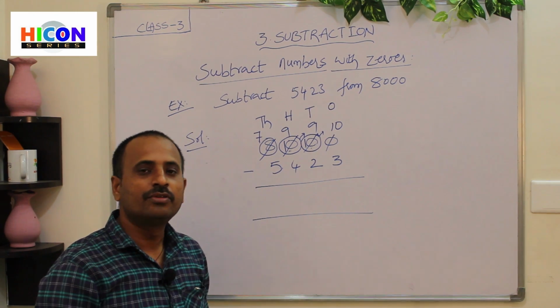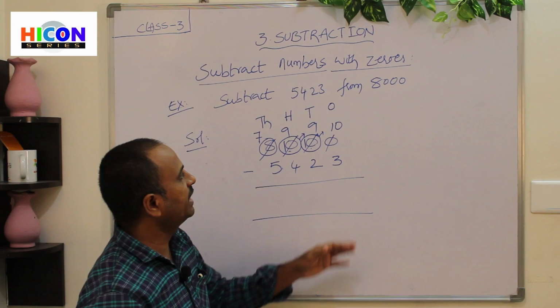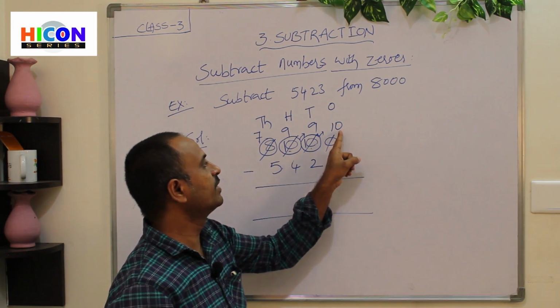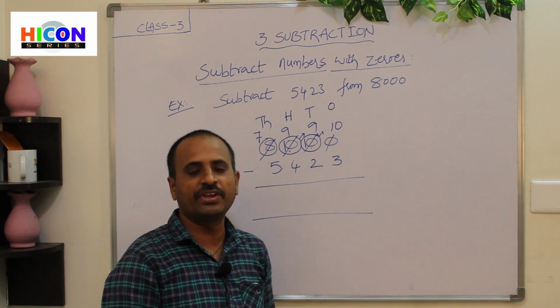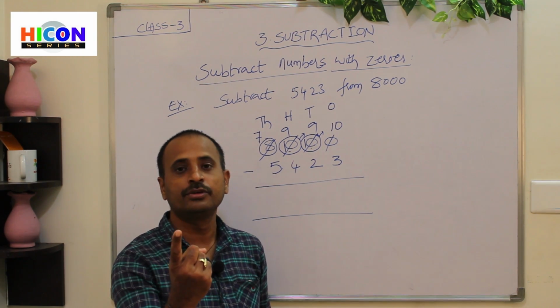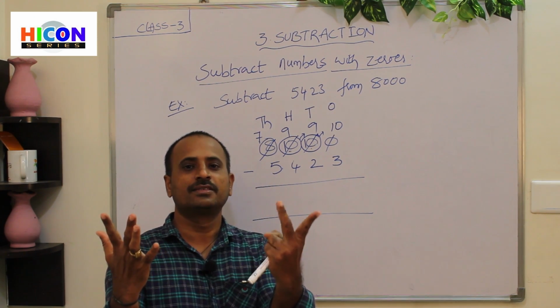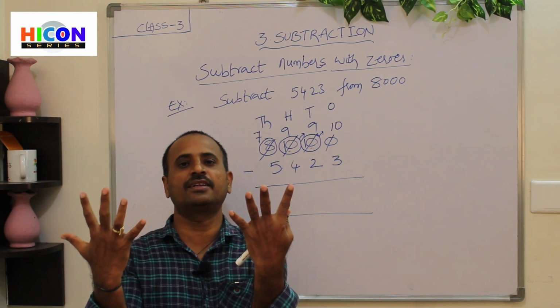So now we will do the subtraction from the ones place. So now do the subtraction. How many ones are there? 10 ones are there. So open 10 fingers of your hand. That is 1, 2, 3, 4, 5, 6, 7, 8, 9, 10. So children, these are the 10 fingers.